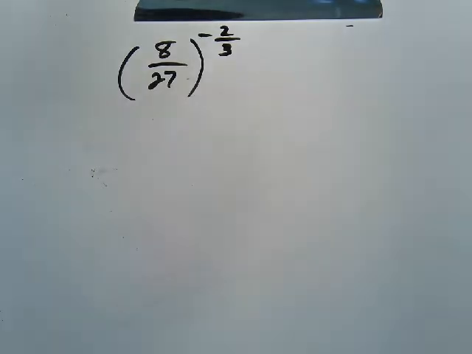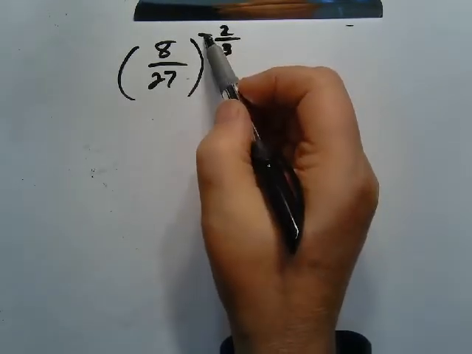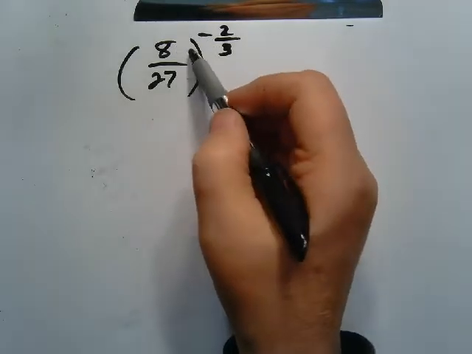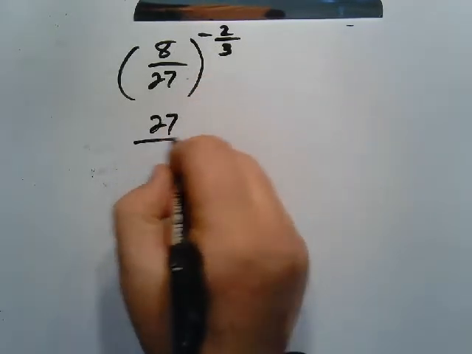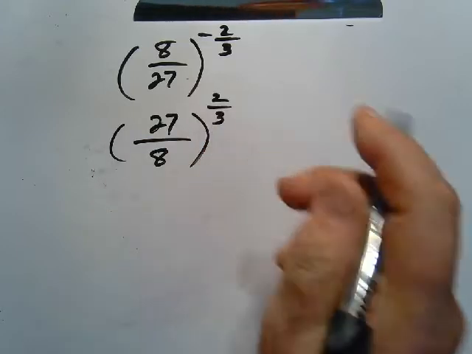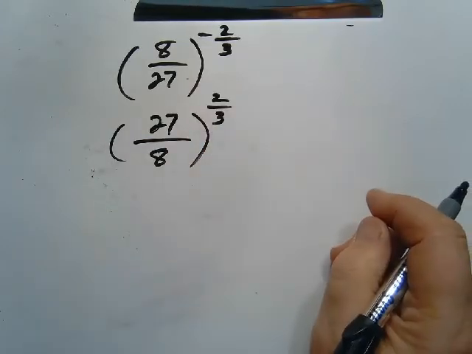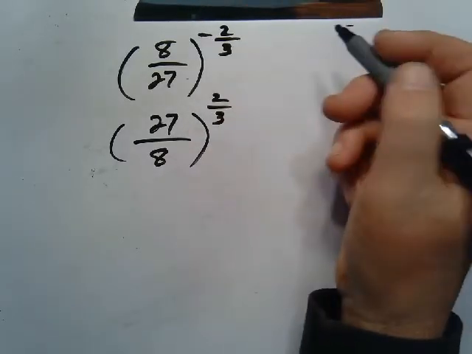All right, here's a problem where we could do a couple of different ways, actually several ways. And I'm going to try to take you down the road that I think is probably the simplest. Now, isn't it true that a negative exponent causes us to put something on the other half of the fraction? So this is really 27 over 8 raised to the positive 2/3. Right? To get rid of that negative exponent, I flip this over.